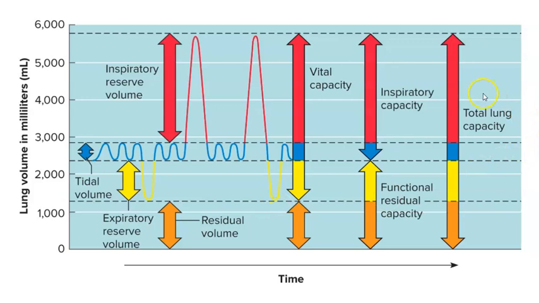And then let's also look at the total lung capacity. The total lung capacity includes the vital capacity in addition to the residual volume that's left in your lungs. That's a good number to know because your total lung capacity is about 6 liters.